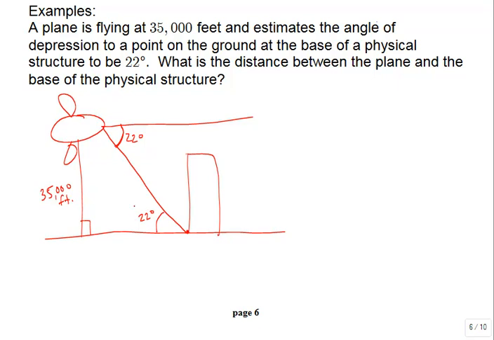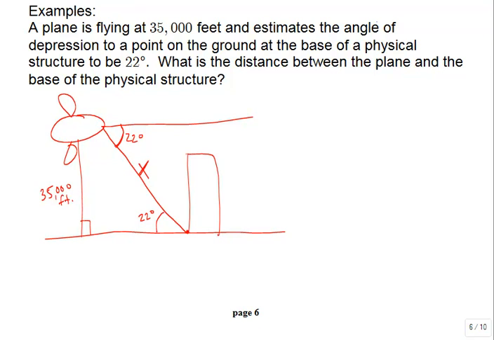Now, what is it we're trying to solve for? We want to know the distance between the plane and the base of the structure. So here's the plane. Here's the base of the structure down here. So the quickest distance between them would be this hypotenuse over here. So we're looking to find this hypotenuse, so I'm going to call that x.